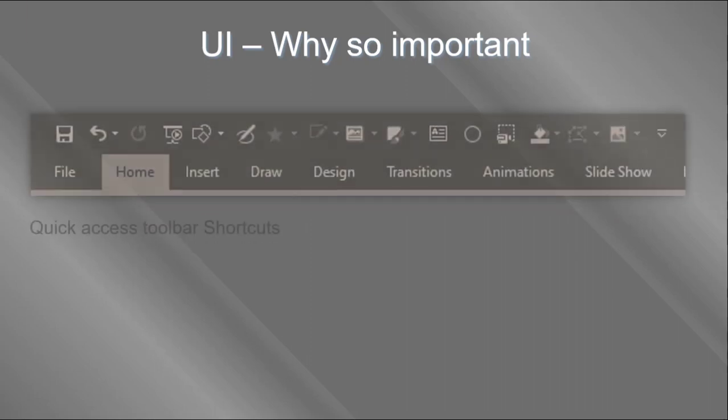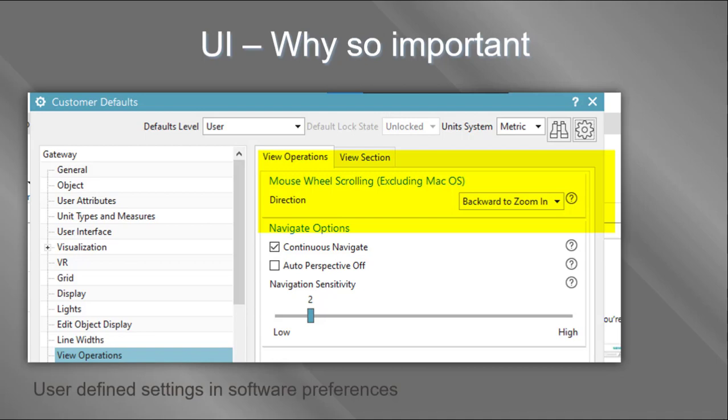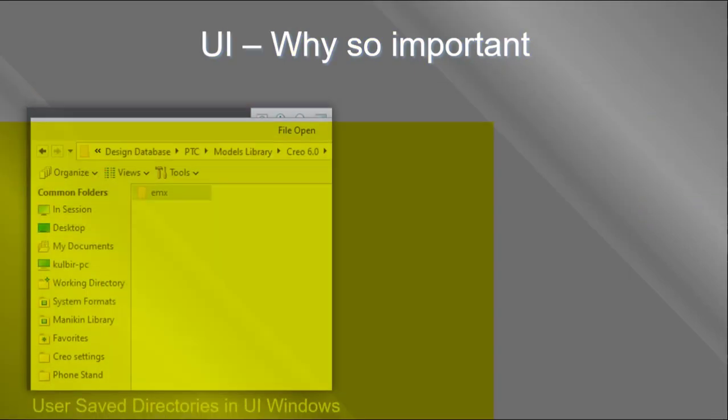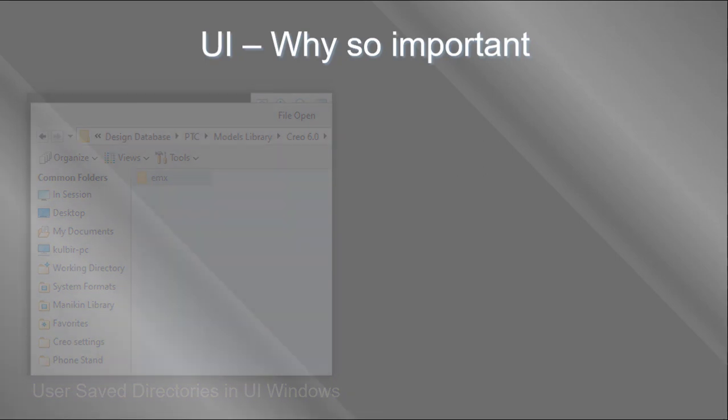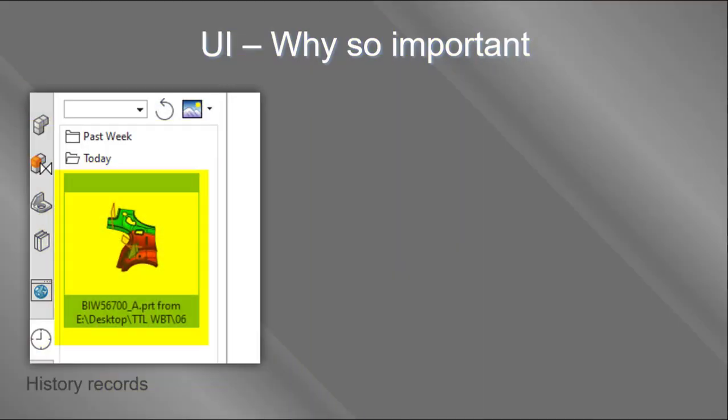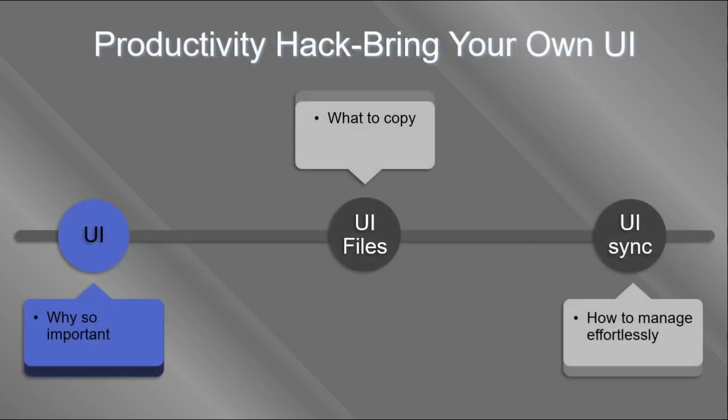Quick access toolbar shortcuts. Custom tabs and command groups. User-defined settings in software preferences. Favorites folders or files saved in UI windows. History records are also stored. This is why UI can be vital for an individual.